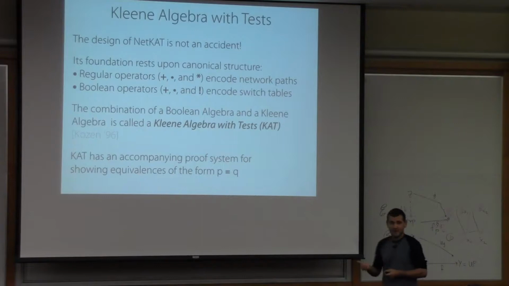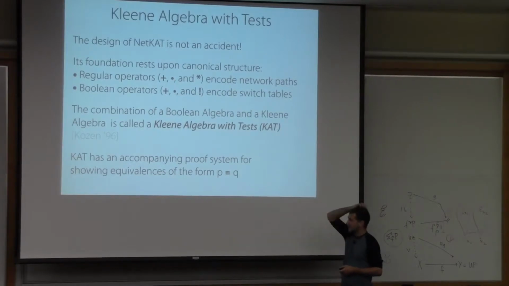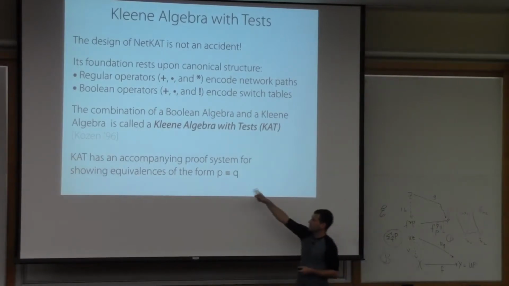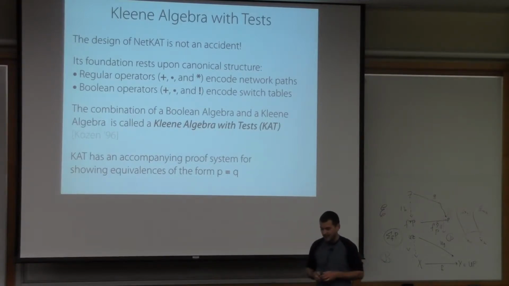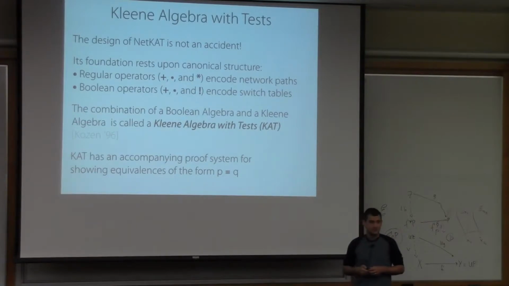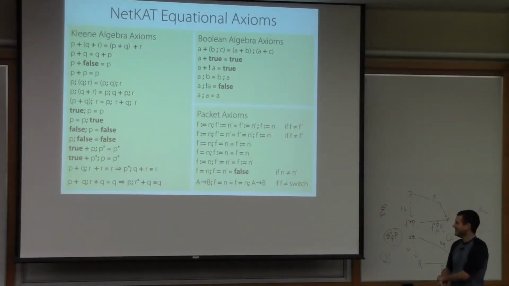And the great thing about NetKAT being an instance of one of these Kleene algebras with tests is that KAT has a proof system that can show equivalences between arbitrary terms. And as it turns out, NetKAT has a simple extension of that proof system that also works very well for proving equivalences between terms. And just to throw it at you, here it is.